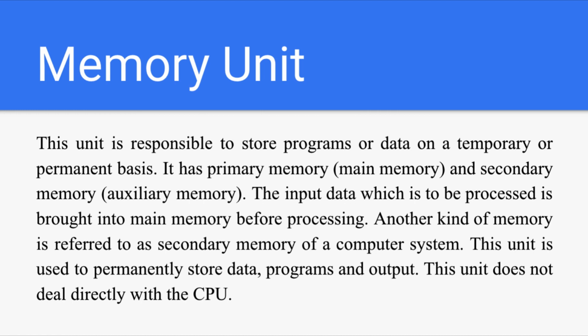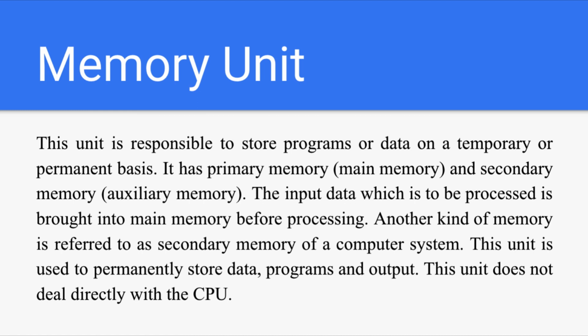2. Secondary memory, auxiliary memory. Beyond the immediate workspace, there's secondary memory. This is the digital archive, responsible for permanently storing data, programs, and output. It doesn't deal directly with the CPU but acts as a reliable storage space for long-term use.